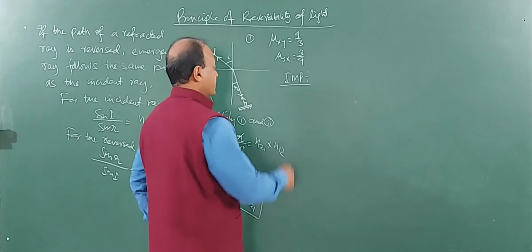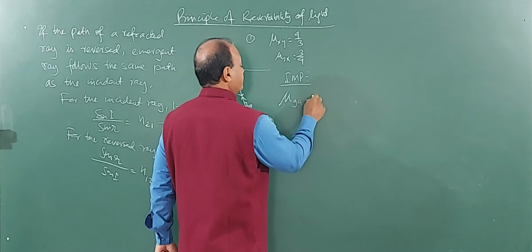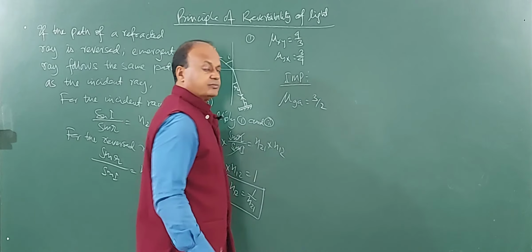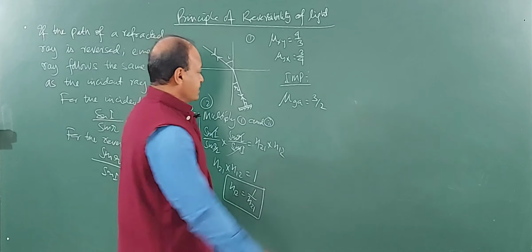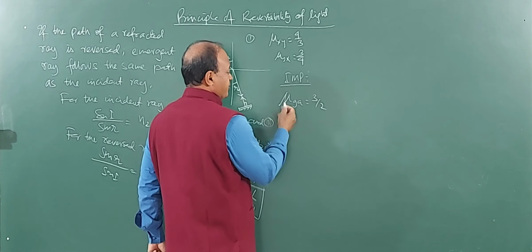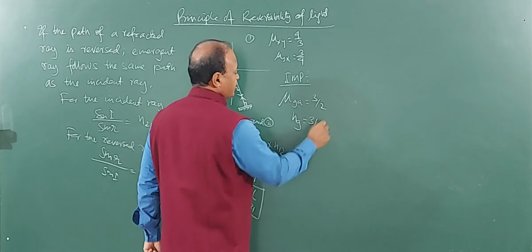Suppose I write like this. Refractive index of glass with respect to air is 3 by 2. But it is not necessary to write air. Air we don't write. I can just write, in place of mu, you can write n also. n for glass is equal to 3 by 2.